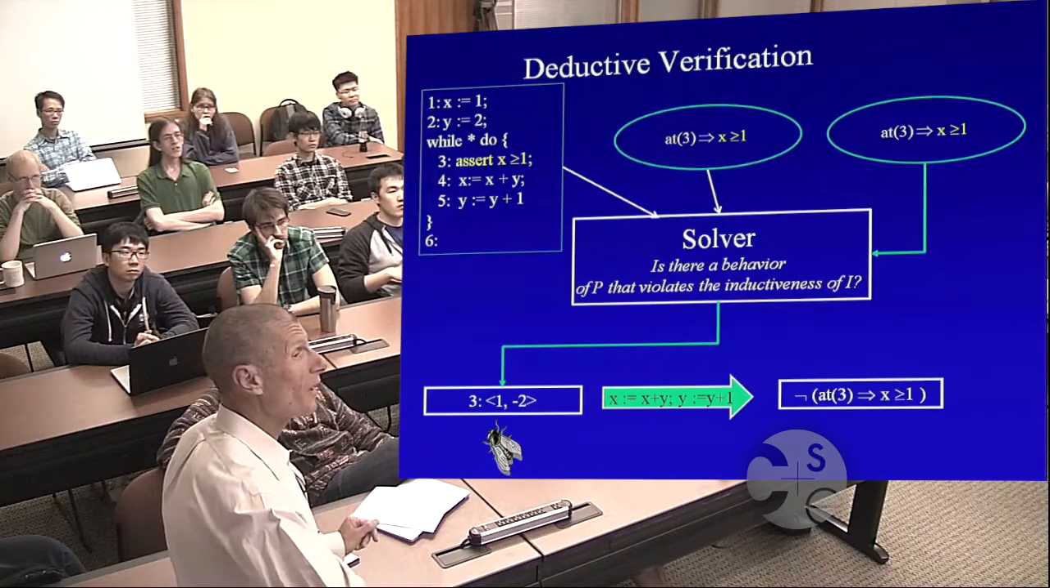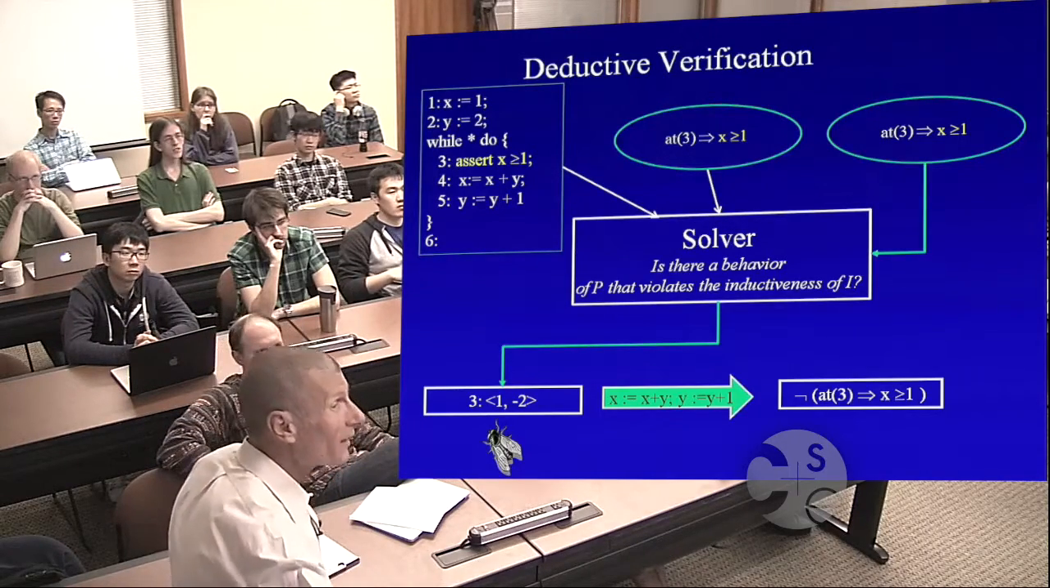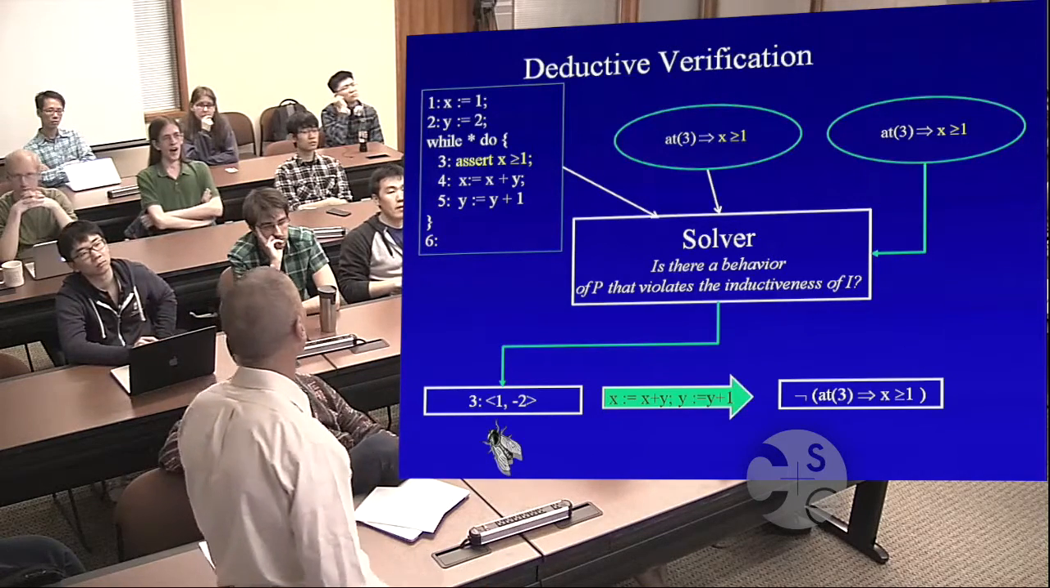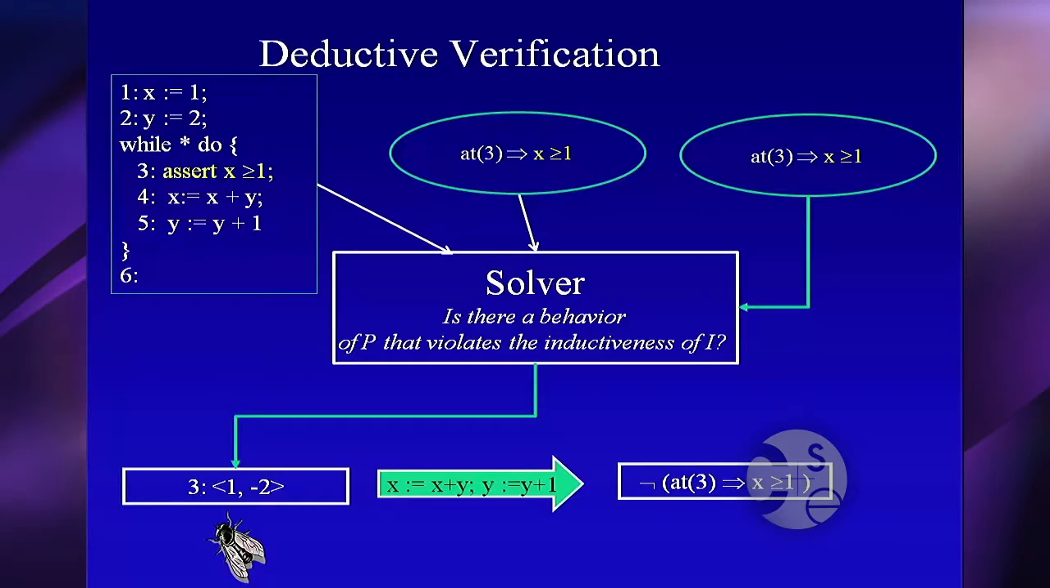You see, I start with x is 1, y is 2, and then I have an infinite loop, and here is an invariant which holds: x is greater than 1. Okay? This is an invariant which holds. But in fact, you see, this gives us a counterexample. And Z3 will give you a counterexample. Everything will give you one. Why does it give this counterexample? Can anybody tell me? The counterexample is x is equal to 1, y is equal to minus 2.